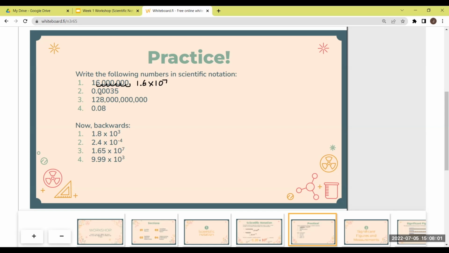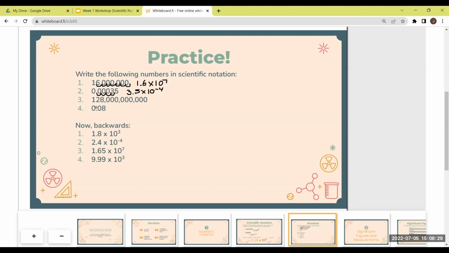Number 2, we have 0.00035. So this is going to be a number that's smaller than 1. So I'm going to move this decimal place over 1, 2, 3, 4. And so I move the decimal place 4 spaces to the right. So we can represent that number with a negative exponent. So I'm going to write 3.5 times 10 to the negative 4.